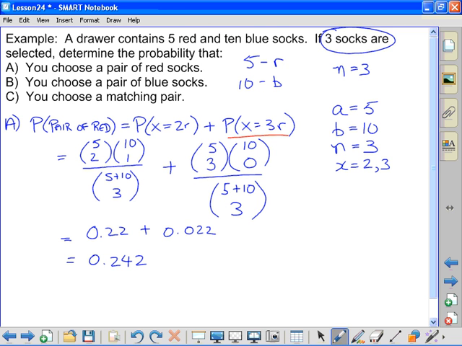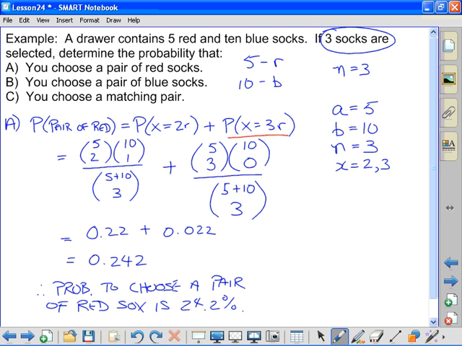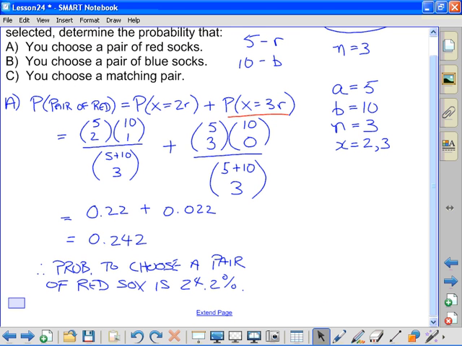So therefore, the probability to choose a pair of red socks is 24.2%. And again, we have to use this because when you pull one sock out, you're not putting it back in. You're going to keep it out. Not many people pull a sock out, put it back in, pull another one out, and say, oh, I got a pair, because you only have one in your hand. So it's important that you actually pull two out of the bag.